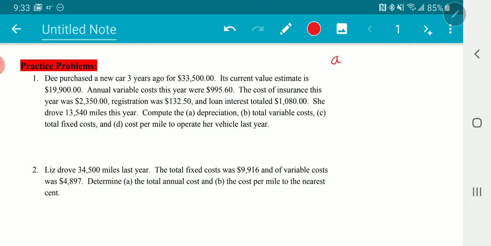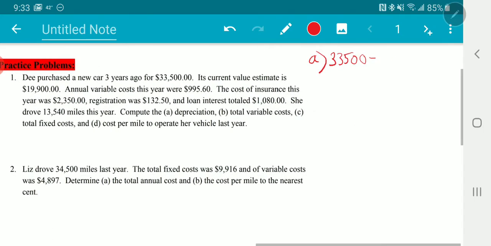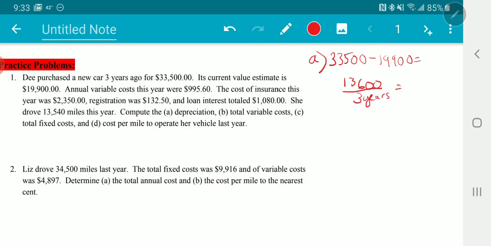So we're going to start with depreciation. Depreciation just means how much value you're losing. So if you look at your equations, it's taking that starting value, which was $33,500, subtracting the current value, which is $19,900, and getting a total there of $13,600. Basically, that's how much money you've lost so far. But that's split up over 3 years, so you divide by 3 years, and you depreciate about $4,533.33 per year. Okay, that is my depreciation. So that's part 1.